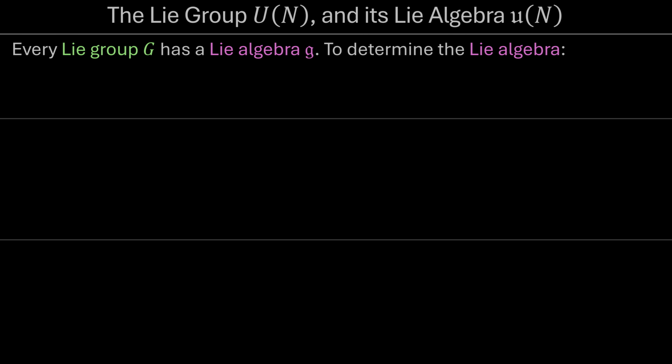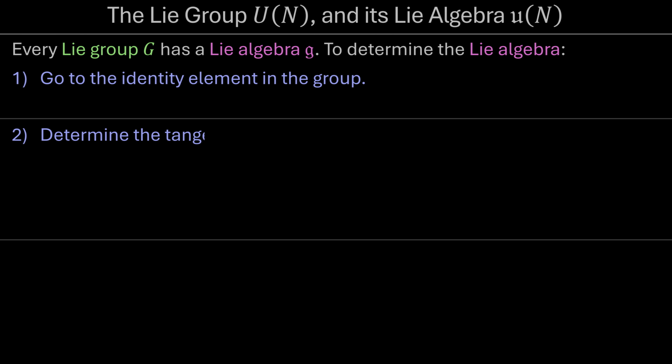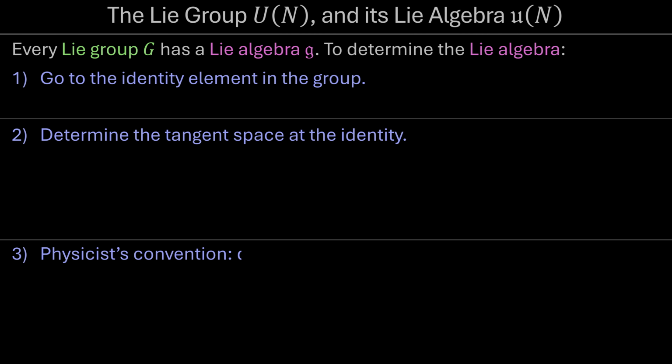So the three-step process for determining the Lie algebra is: step 1, you go to the identity element of the group. Step 2 is to determine the tangent space at the identity element, and in just a minute we'll go through how to do that. And then step 3, if you're doing physics, you divide those tangent space elements by the imaginary unit i. That's purely a conventional thing, so a mathematician usually stops at step 2. As we'll see, it really doesn't change the structure of these ideas whether we divide the Lie algebra by i, so long as our convention is consistent.